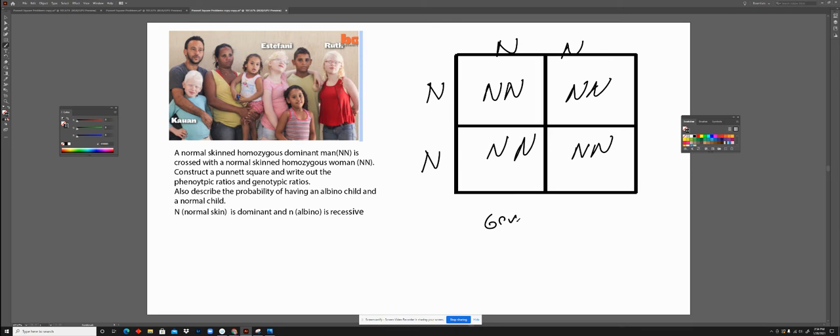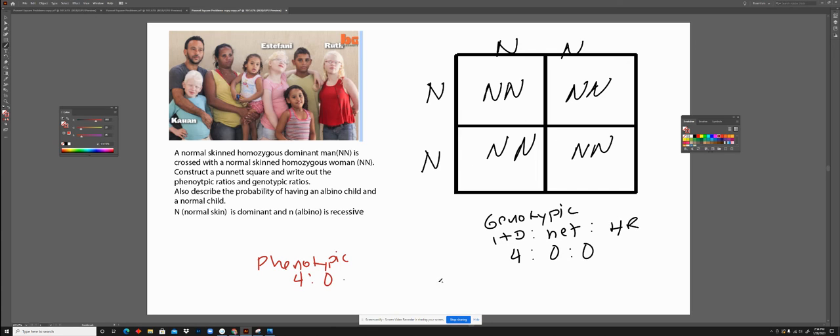Remember, genotypic ratio is HD, hetero, HR. How many HDs do I have? 4. How many heteros? 0. How many homozygous recessives? 0. And the phenotypic ratio is dominant to recessive. How many dominant do I have? We have 4 normal skin to 0 albinos.